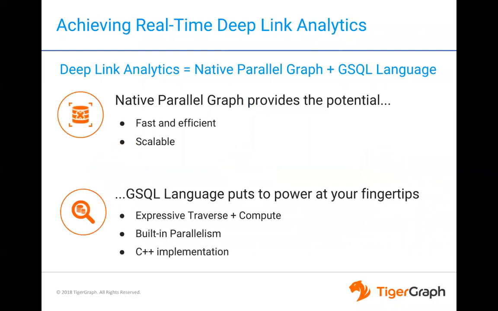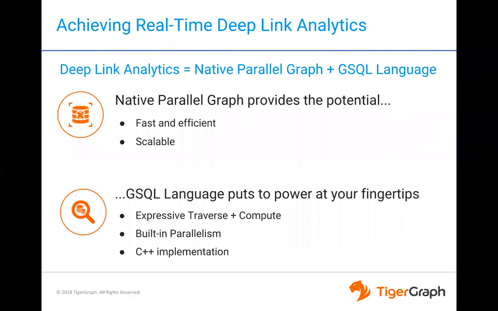So again, in our native parallel graph, we came up with a unique system where every vertex actually becomes a little computational unit. So when you're processing a query, the computation is inherently distributed across multiple threads as it's traversing the edges and then performing computations to do a complex analysis on each of the vertices. So the native parallel graph is efficient and scalable.